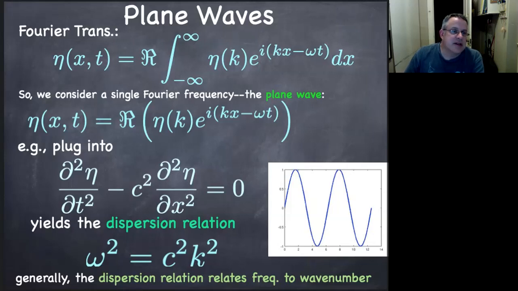If we consider a single Fourier frequency, just pull out of this integral just one, then that one would be just a sinusoid. It would look something like this, right?